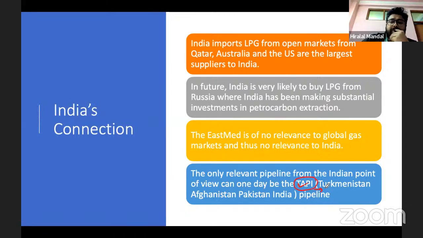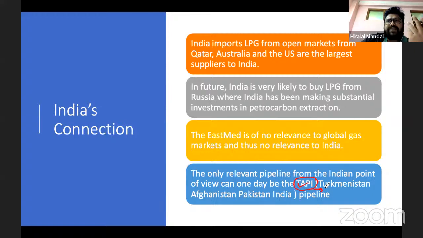But here also the conflict comes in, because in the TAPI project there is Pakistan, so we have a problem with Pakistan. Similarly, in Afghanistan there are a lot of challenges, insecurity and instability. So the viability of such a project is, of course, challenged. But India has resorted to other ways, because most of the LPG import India does, it does through open markets by tankers, not by pipelines. So it depends on countries like Qatar, Australia, and the US for supplying oil and gas.